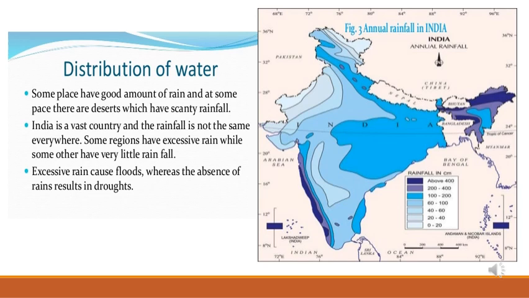We need to understand that water is not distributed equally all around India. Some places may have a very good amount of rainfall while some places may have scanty rainfall leading to desert areas. Because water distribution is not the same everywhere, there is also a difference in the amount of water which is available. Excessive rain would cause floods which would damage the crops and affect the life of the people, whereas if there is less rain or absence of rain over a long period of time, then it will cause droughts which again will have a lot of devastating effects.